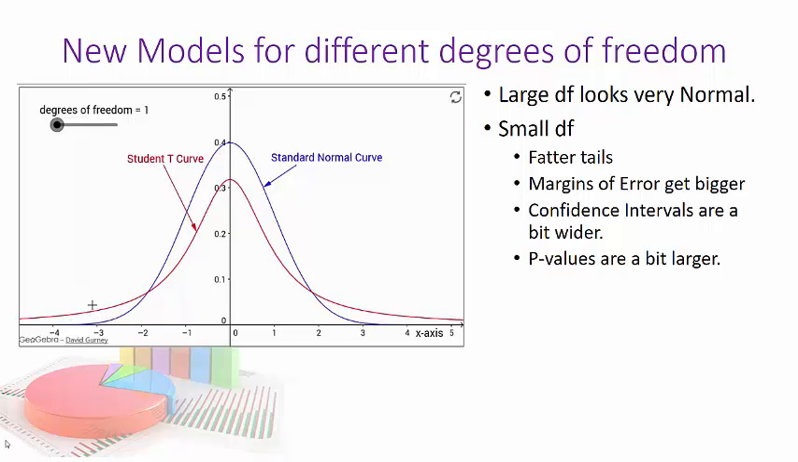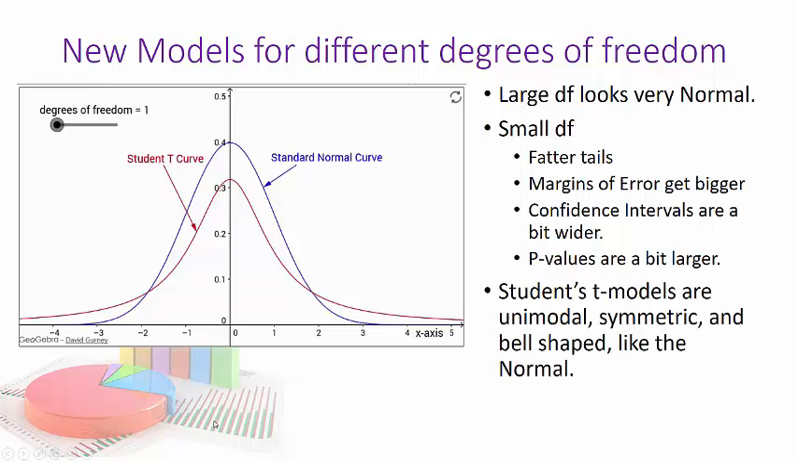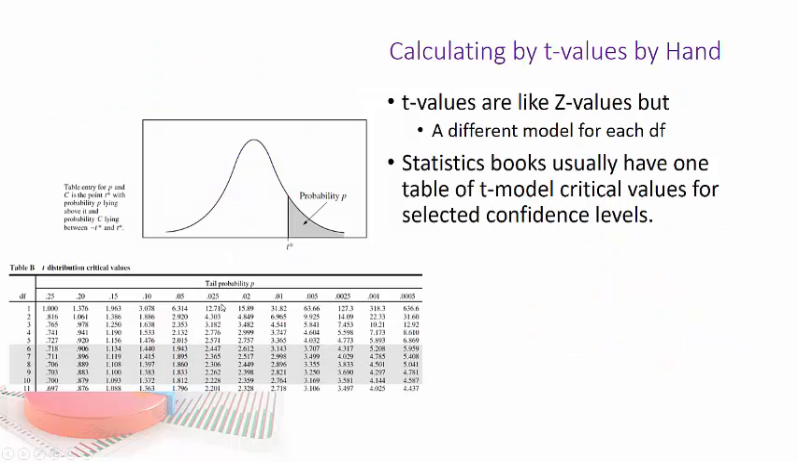As you got down to very small samples, you can see we have fatter tails here, right? And the margins of error are going to get bigger because the spread is bigger. The confidence intervals are a bit wider, and the p-values are a bit larger. Now, the student's t-models are still unimodal, symmetric, and kind of bell-shaped, like the normal. In fact, if you did infinite t, they're exactly normal. So we could have pages and pages of tables in our book with different degrees of freedom.